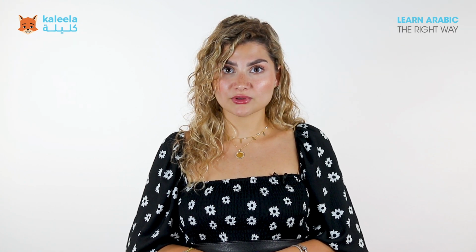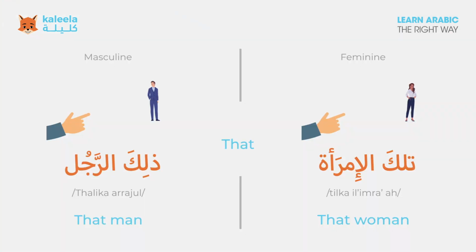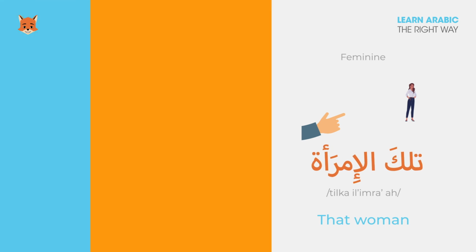Here are some examples. ذلك الرجل means that man. And because we're using man, we use the masculine form ذلك. On the other hand, let's say you want to say that woman. Well, in this case, we would use the feminine تلك. تلك الامرأة. ذلك الرجل. تلك الامرأة.